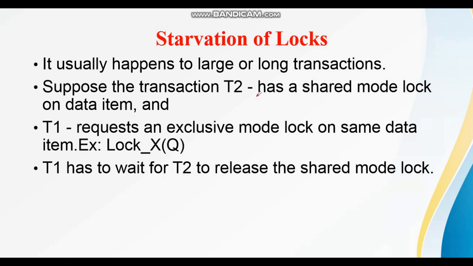Suppose the transaction T2 has a shared mode lock on a data item and T1 requests an exclusive mode lock on the same data item. Try to understand here: T2 is the transaction which has a lock on the data item Q, and it is locked in shared mode, that is S mode. Now T1 is coming with a request. It wants to lock this data item Q in exclusive mode.